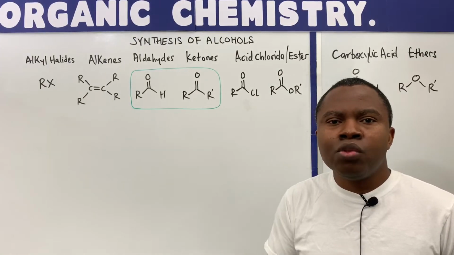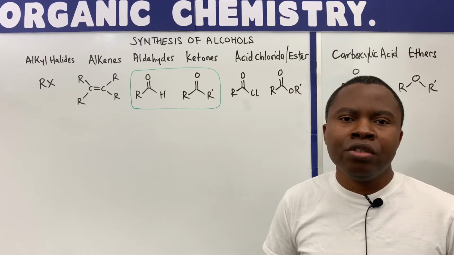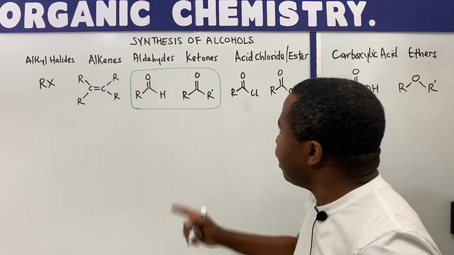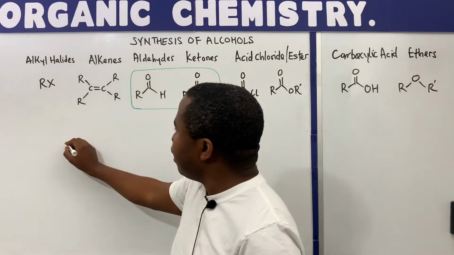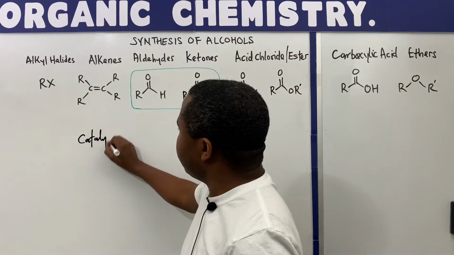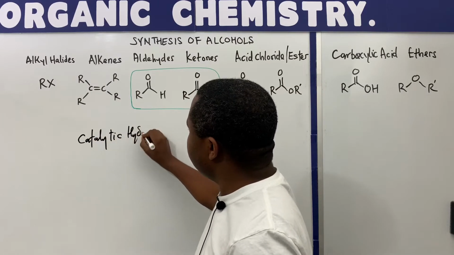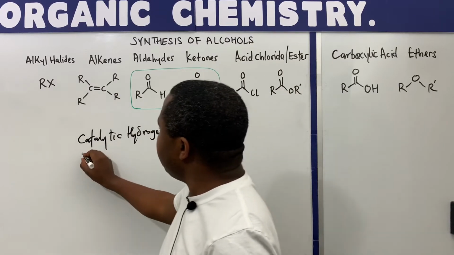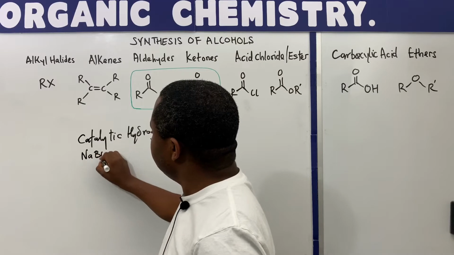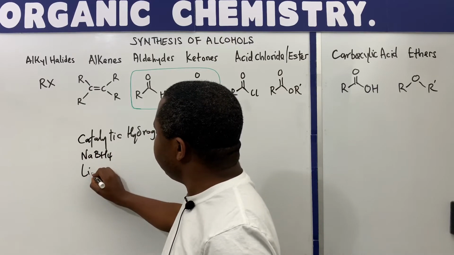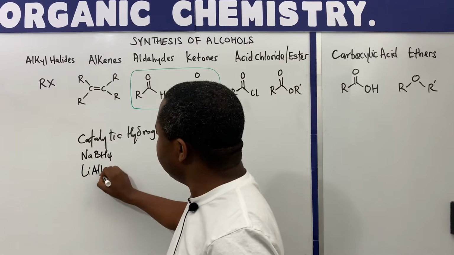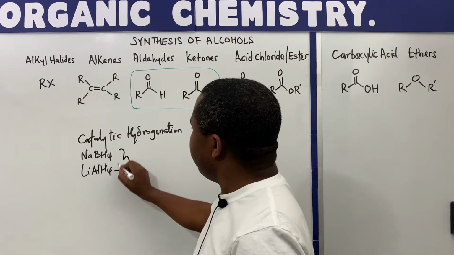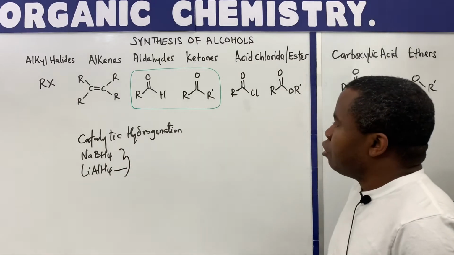So the next method that we use in the synthesis of alcohol is through the reduction of carbonyls, and that will be aldehydes and ketones. We can reduce aldehydes and ketones using catalytic hydrogenation, we can use sodium borohydride, we can use lithium aluminum hydride. This is much more reactive than this, but they both accomplish the same transformation.